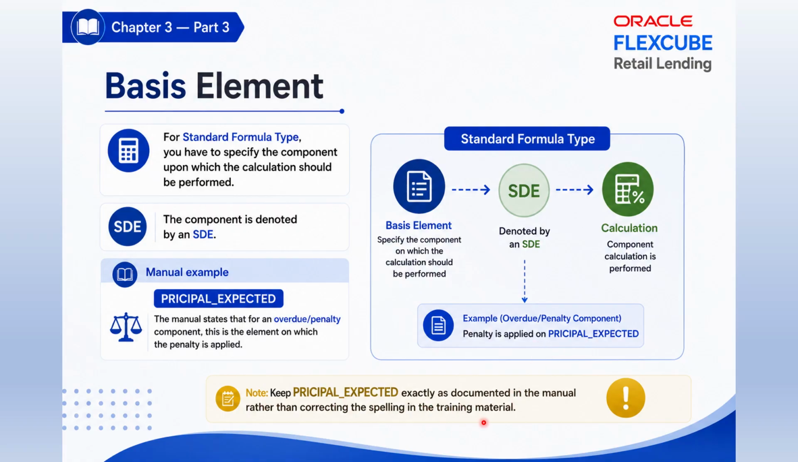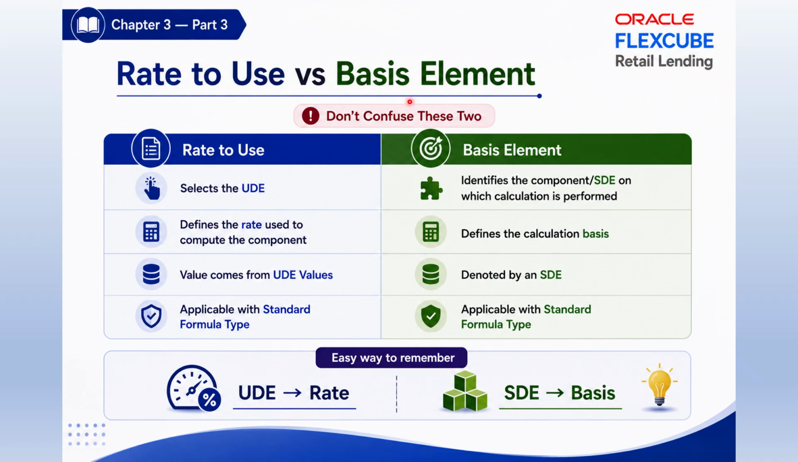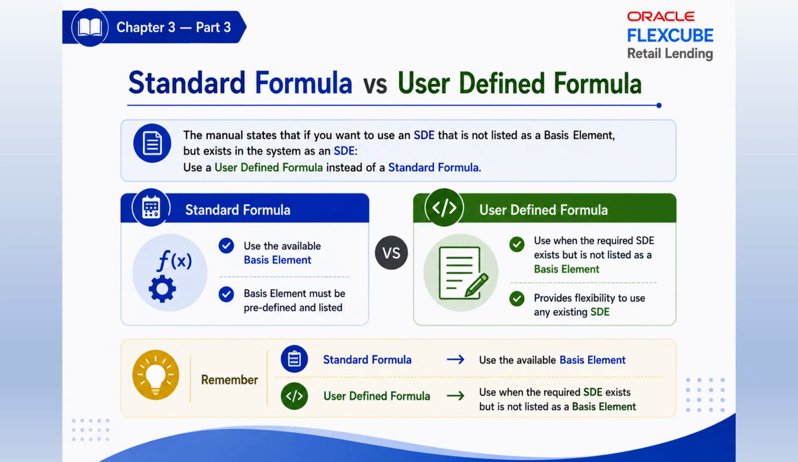The penalty is applied on this element, and we are keeping the spelling principal_expected exactly as it appears in the manual. Rate to use and basis element are two concepts that you should not confuse. Rate to use selects the UDE and defines the rate used to compute the component. The value comes from UDE values. On the other hand, basis element identifies the component or SDE on which the calculation is performed. So here's an easy way to remember. UDE gives you the rate. SDE gives you the basis. Formula type is also important. The manual explains that if you want to use an SDE that exists in the system but is not listed as a basis element, you should use a user-defined formula instead of a standard formula.